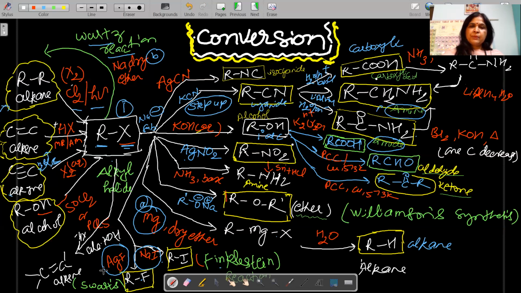I hope it is clear, right? So this is the first conversion of organic compounds, because in this conversion we are focusing mainly on the first chapter, that is alkyl halide. From alkyl halide, what products we can get, how alkyl halide is prepared and how it forms other products. So simply we can say it's a mind map, or a simple conversion chart of alkyl halide. Okay, I hope it is clear.